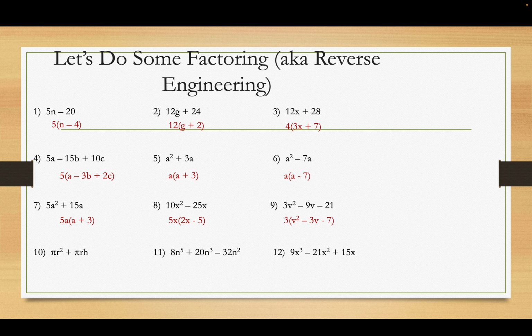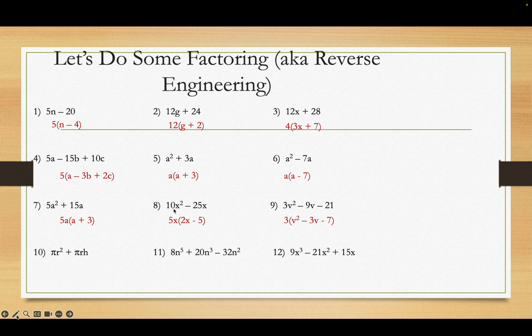Okay, so with number 8, they share a 5 in common and they share a single x. So I factor out the 5x, and that leaves me with 2x minus 5, right? 10 divided by 5 is 2. I pulled out one of the x's. 25 divided by 5 is 5. I pulled out the x. So 5x times 2x minus 5.